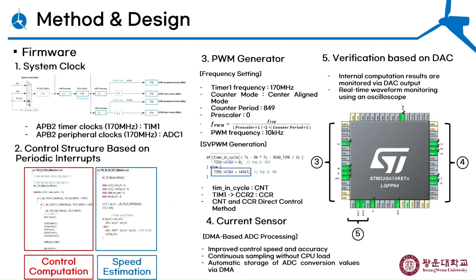In terms of firmware implementation, there are 5 key points. First, the system clock setup to ensure high speed and accurate operation. Second, a periodic interrupt-based control structure that separates control and speed estimation for reliability. Third, precise PWM generation using direct timer register control. Fourth, DMA-based ADC processing to reduce CPU load. And finally, DAC-based control signal verification for real-time monitoring and validation. These 5 elements together ensure accurate and efficient motor control.